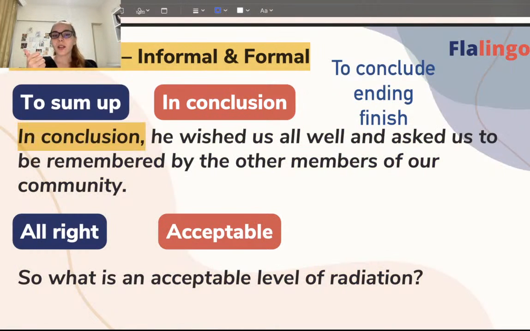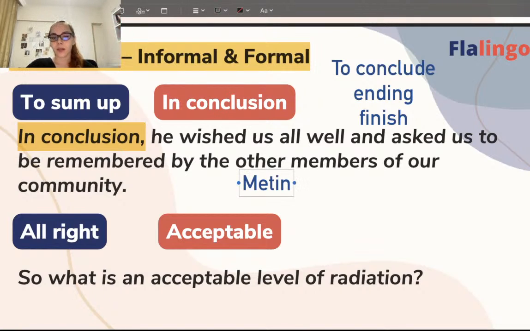In conclusion, like I told you, it is used by connecting two sentences. So in conclusion, I talked about something, so I want to conclude right now. I want to finish my conversation, so I'm using in conclusion in a meeting, maybe. We can say, all right, it's all right, it's not a problem, it's good. Those are daily English. But in formal, we can say acceptable.